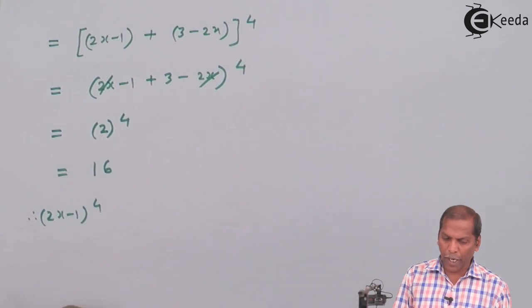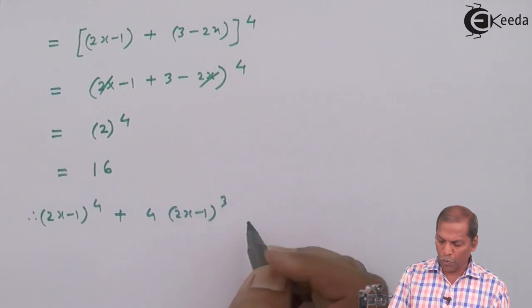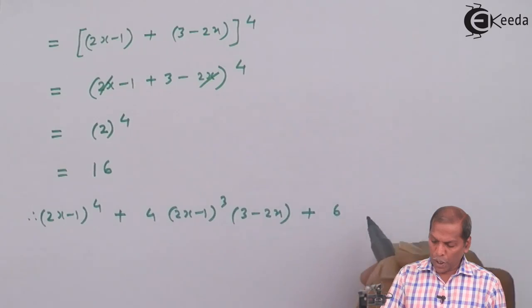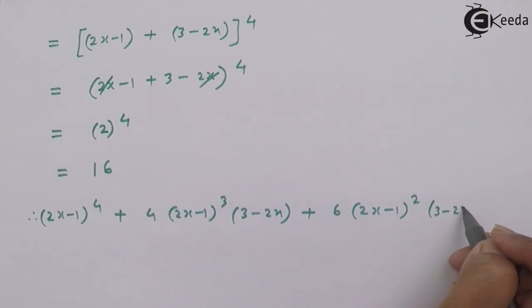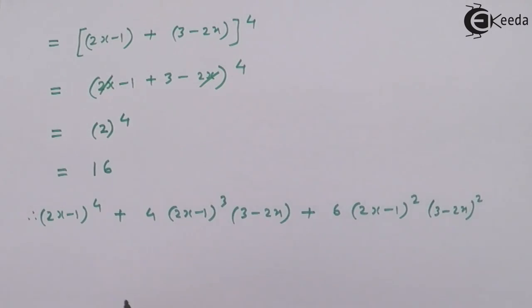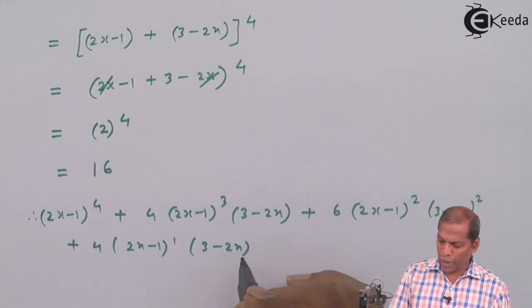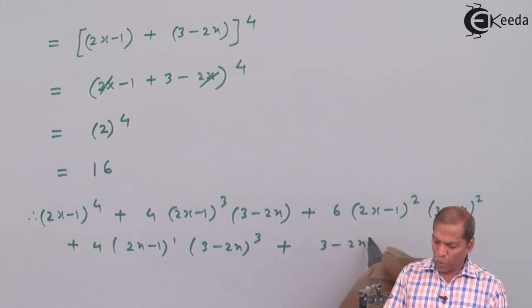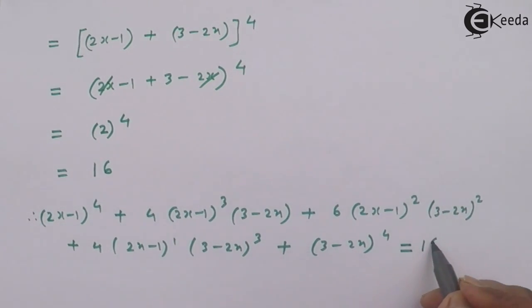(2x minus 1) bracket raise 4 plus 4 into (2x minus 1) cube into (3 minus 2x) plus 6 into (2x minus 1) the whole square into (3 minus 2x) the whole square plus 4 into (2x minus 1) into (3 minus 2x) raise 3 plus (3 minus 2x) whole bracket raise 4, and that is equal to 16. We have proved it.